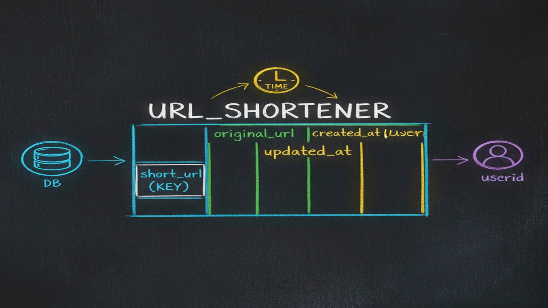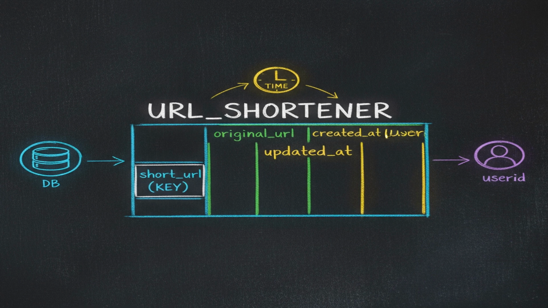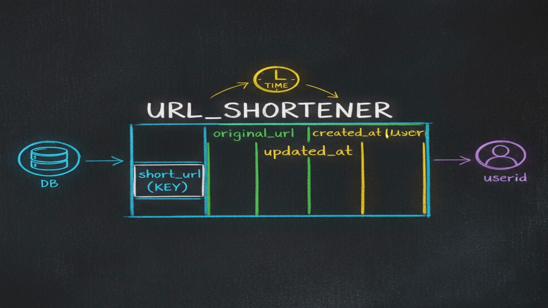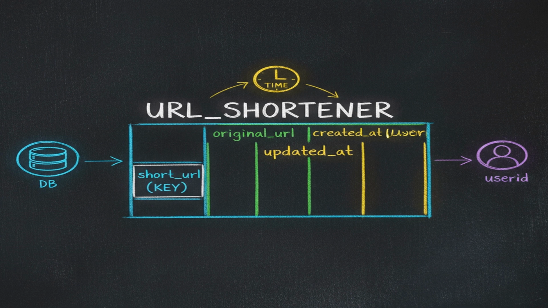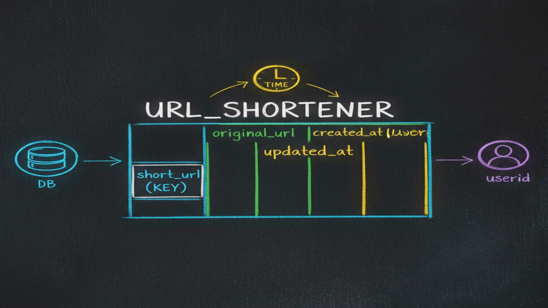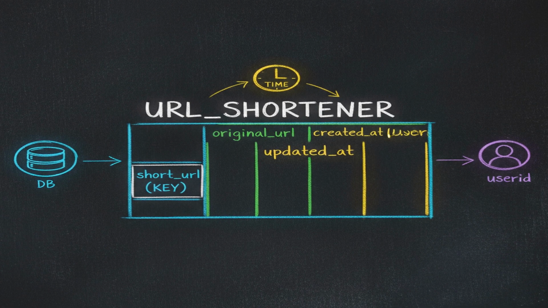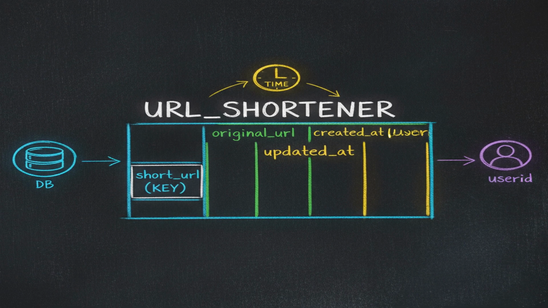We also need to include audit fields like created at and updated at for tracking changes. We'll also add a user ID if we later decide to add user accounts. We chose Cassandra over a relational database because it offers better write scalability, but the trade-off is eventual consistency. This means reads might be stale for a short period. We also need to consider adding an index on the created at field for reporting purposes.